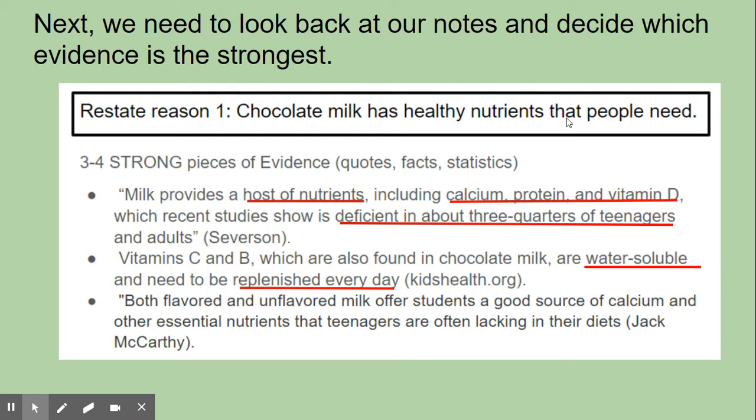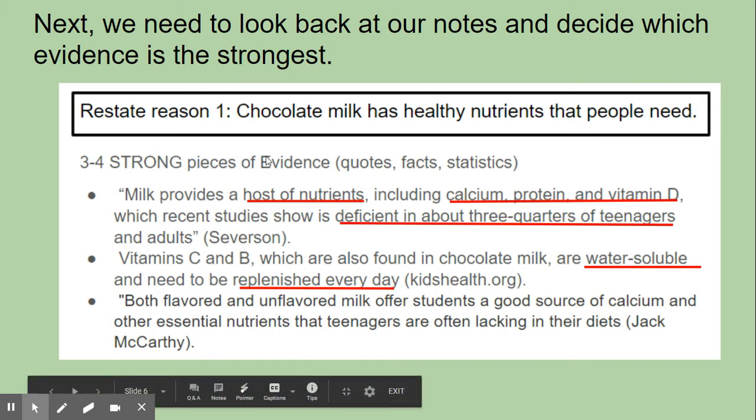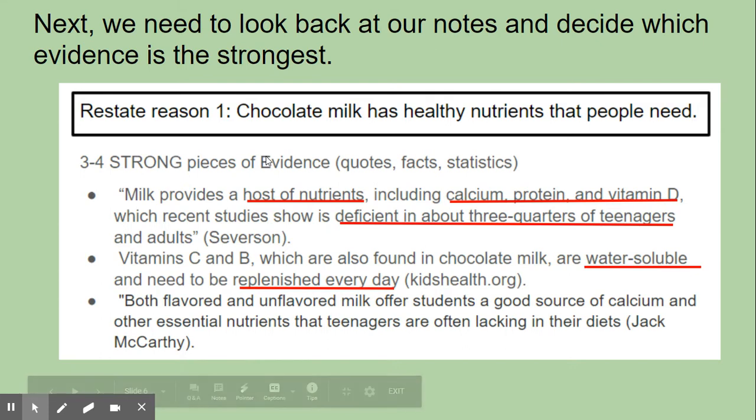All right, so next we need to look back at our notes in our graphic organizer to decide which evidence is the strongest. So we selected some quotes in our boxes and bullets and some information that we could use to support our thesis statement. So I'm going to reread my evidence and think about which parts would be the strongest in connection to our reason here that chocolate milk has healthy nutrients that people need.